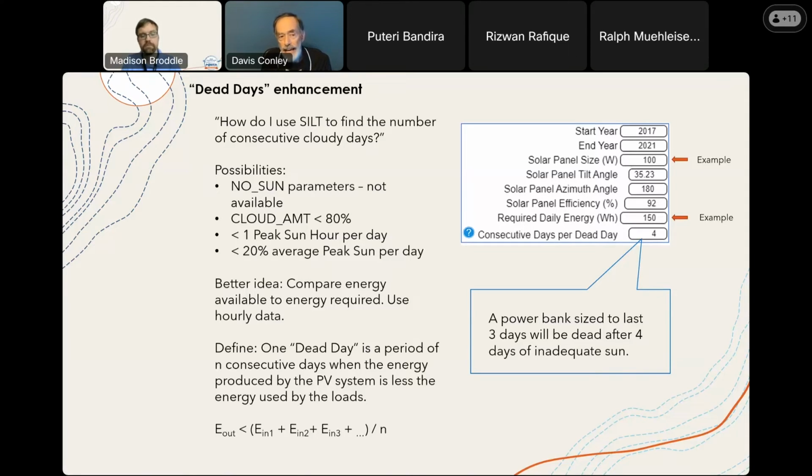And to accommodate that, I added some new input fields to my program: starting and ending year, the solar panel size, in my example 100 watts here, the daily energy required, in my example 100 watt hours, and then the number of consecutive days that you want to be considered one dead day. Most of our systems are designed to last 3 days on batteries. So we consider that if you go 4 days in one dead day, your batteries would be dead in that particular time. Next screen.